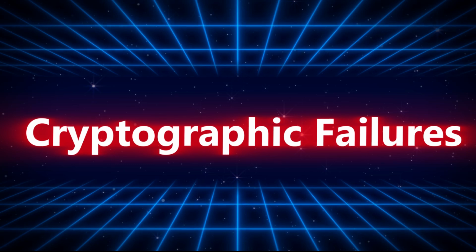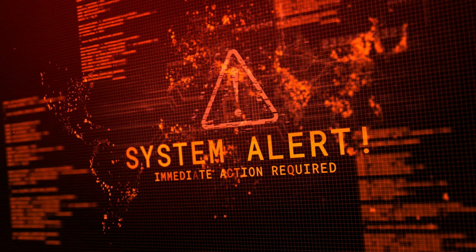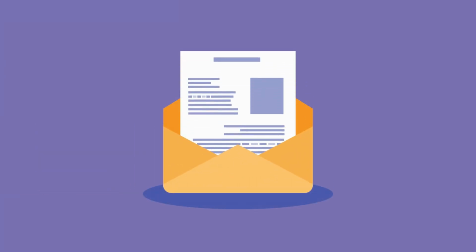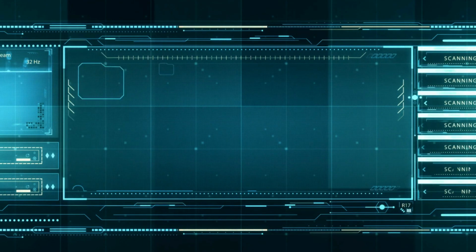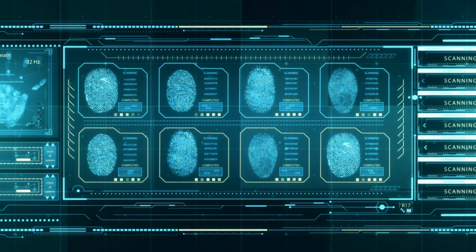Next up, cryptographic failures. This refers to improper implementation of encryption or using outdated cryptographic algorithms. Imagine sending sensitive data in an envelope labeled "Open Me." That's what bad encryption does. Always use up-to-date encryption standards like AES-256 and avoid hard-coding secrets into your code base.